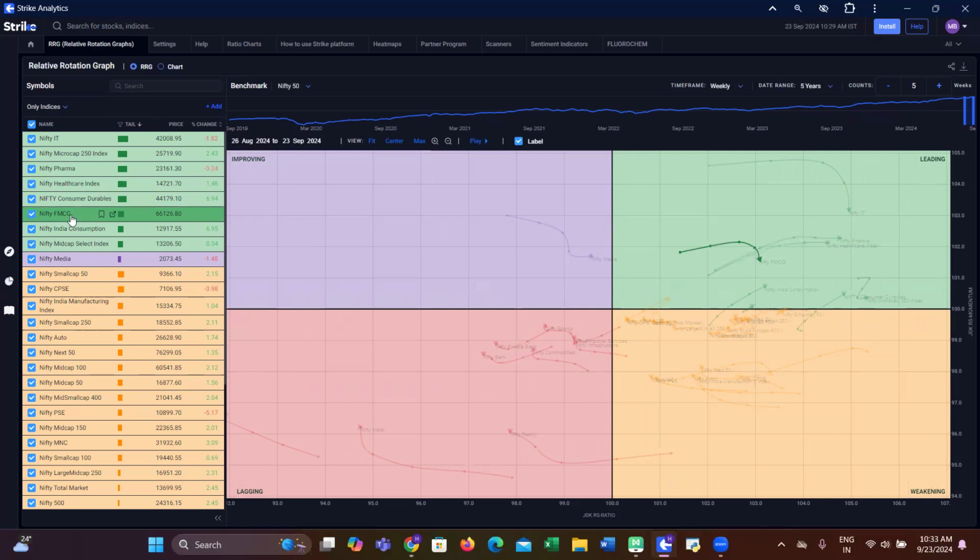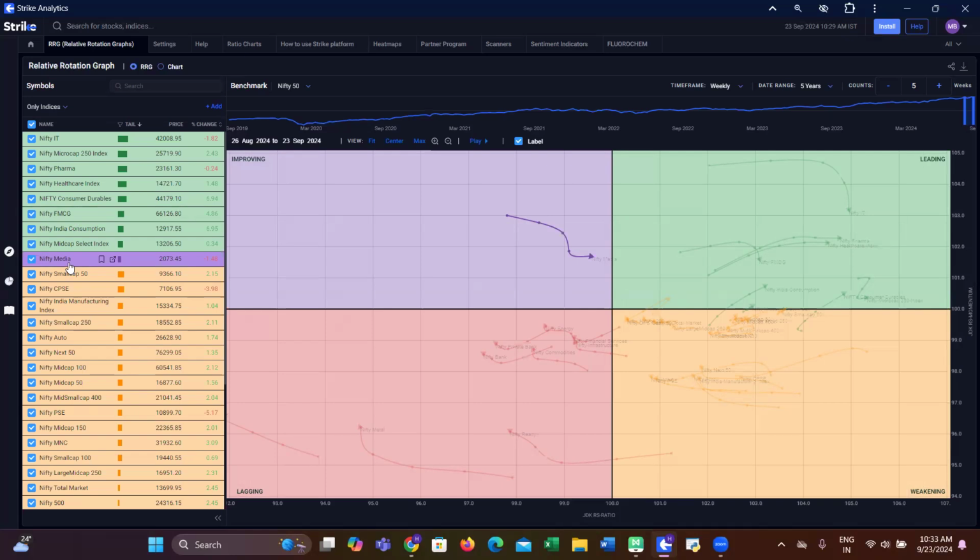Nifty FMCG, there is a reduction in the RS momentum. So we need to keep an eye on further reduction of the RS momentum. Nifty Media, very interesting. It is heading towards leading and has very stable RS momentum. It's a very straight line, and there is a further increase of the RS ratio.